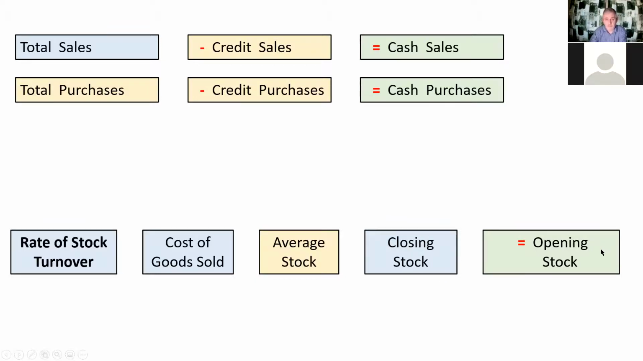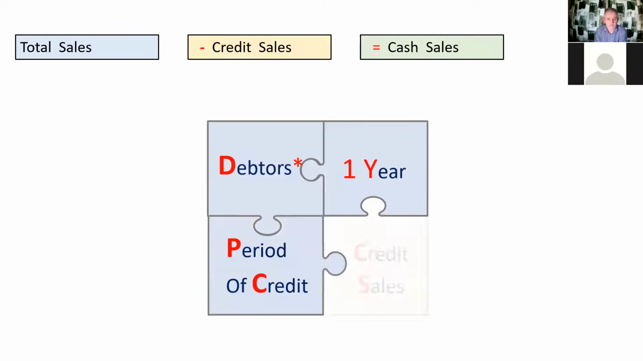Now, what I can't always understand about this is how it can be made sometimes so complicated when it can be so easy. Finding both cash sales and cash purchases.